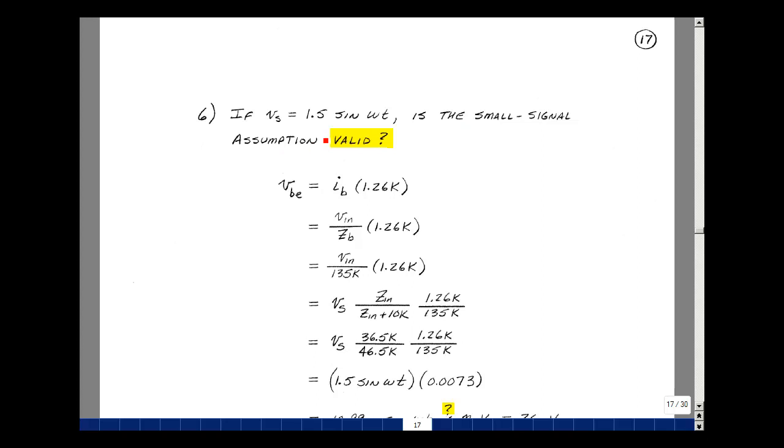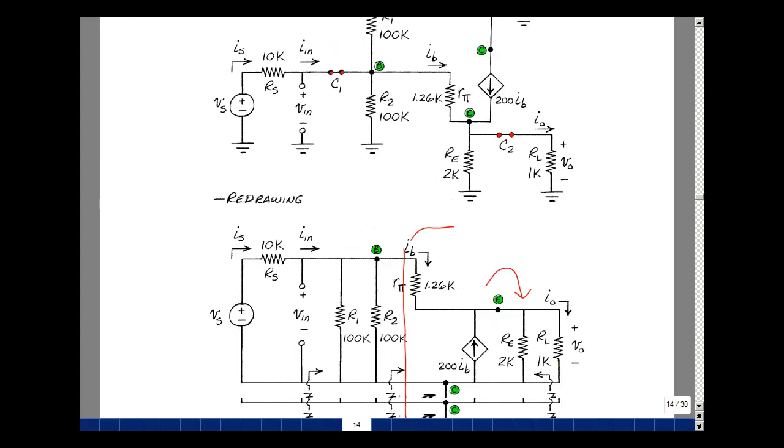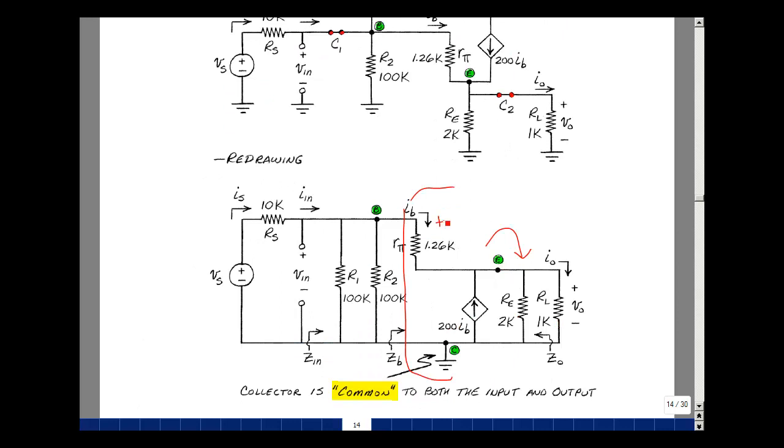Given that our input is 1.5 times the sine of omega t, is the small signal assumption valid? Let's go back to the schematic on the bottom of page 14, and let's find the base emitter voltage. That's the voltage across here. That's going to be equal to I sub B times R pi, which is 1.26K. The current I sub B is going to be equal to the voltage across here, which is Vn, divided by the total resistance looking in here, which we found to be 135K.